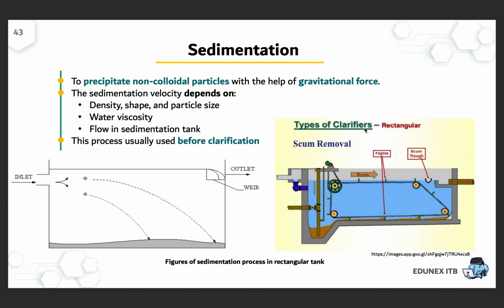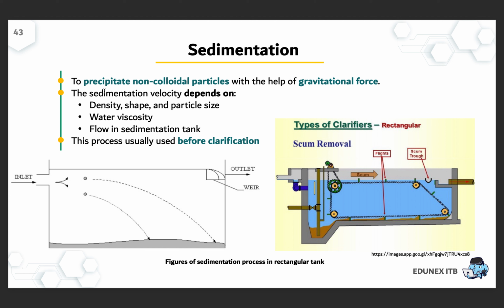The first external treatment that is usually used in the industry is sedimentation. Sedimentation is used to separate usually quite large molecules that are non-dissolved in the water. So the water that comes out of the sedimentation has better quality and better turbidity. Usually it is used to precipitate non-colloidal particles with the help of gravitational force. I think you already got some of the materials about sedimentation in the fluid mechanics courses.